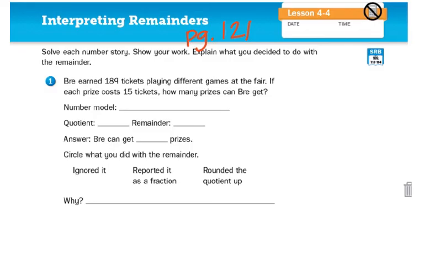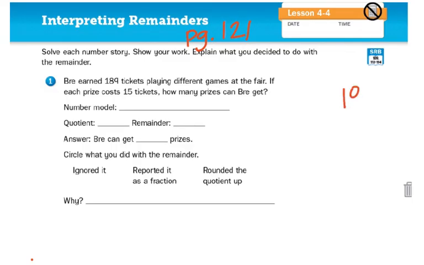On page 121, you're going to solve each number story. Show your work. You'll be taking a picture and uploading it to Schoology. Explain what you decided to do with the remainder. So number 1, Bree earned 189 tickets playing different games at the fair. If each prize costs 15 tickets, how many prizes can Bree get?